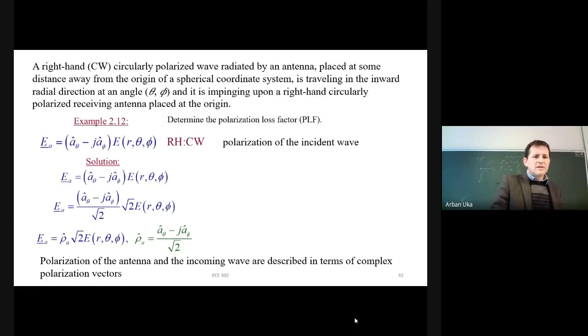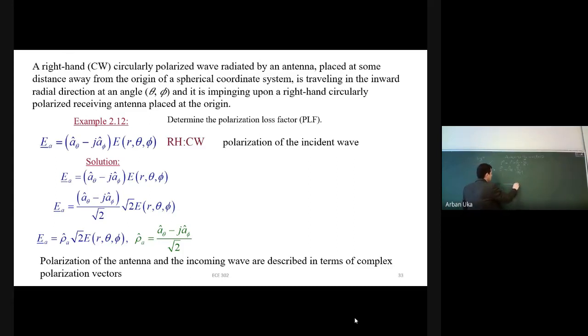Now here we have another example. We are considering a circularly polarized wave, which is radiated by an antenna, and it's traveling inwards in a radial direction at an angle theta phi. And it is impinging on the right-hand circularly polarized receiving antenna placed at the origin.